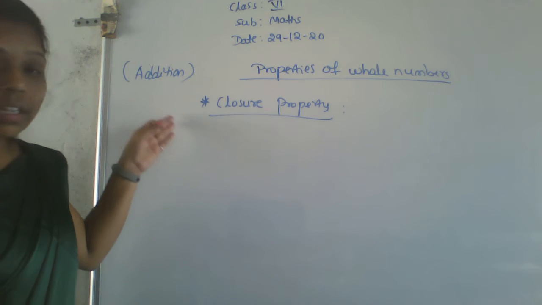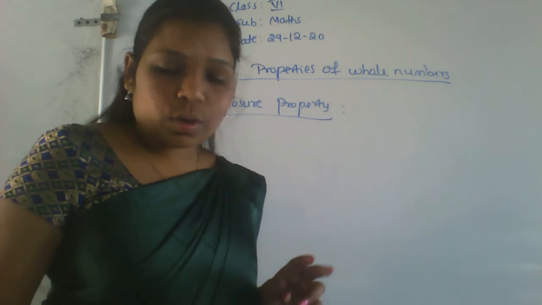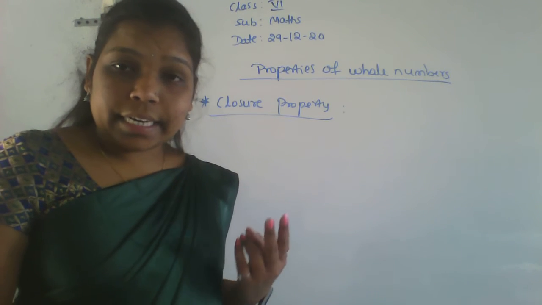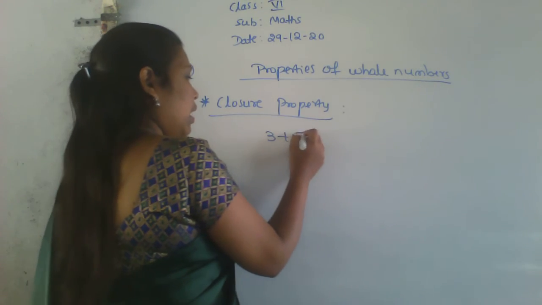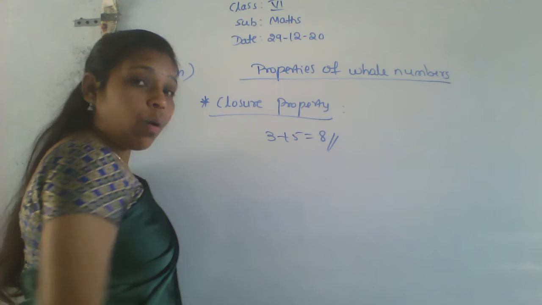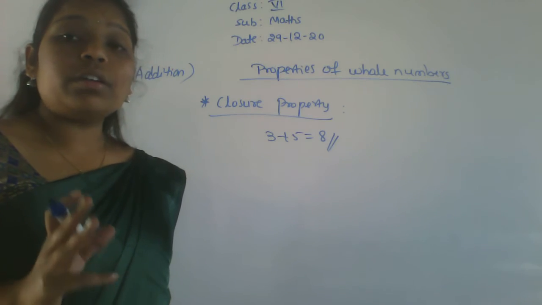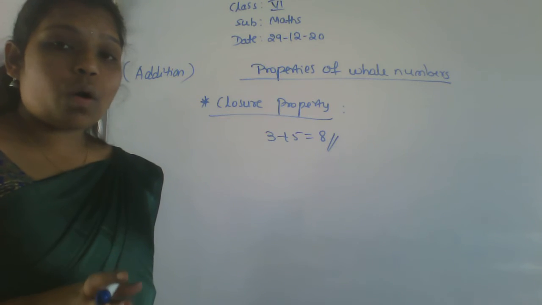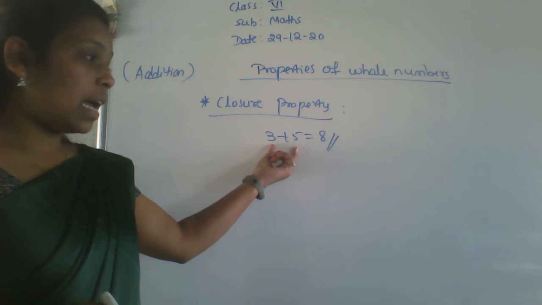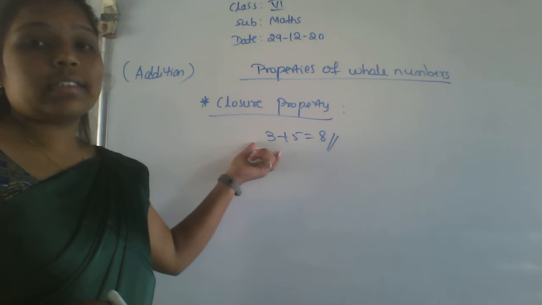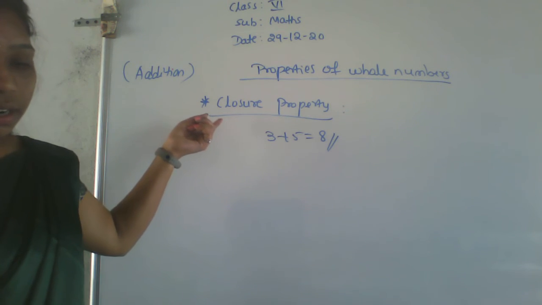If there is addition, what are the properties of the whole numbers? In addition, the first one is the closure property. Sum of two whole numbers is also a whole number. Take any two numbers and add them. 3 plus 5, we will get 8 only. 8 is also again a whole number. So the closure property says that the addition of two whole numbers is again a whole number. If you take two whole numbers and again get a whole number, that is called the closure property.